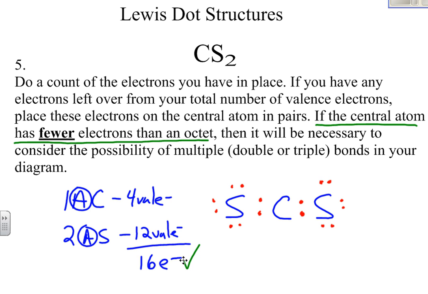Well, we're going to take the electrons from this sulfur, one of the lone pairs, and we're going to put that between the carbon and the sulfur. And we're going to do that for the other one as well. So now if we look at each atom, that sulfur still looks around it and sees 8 electrons, and the carbon will also look around it and see 8 electrons as well.